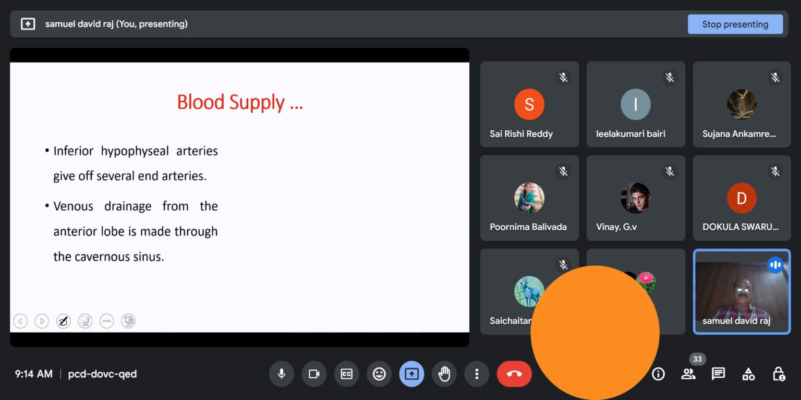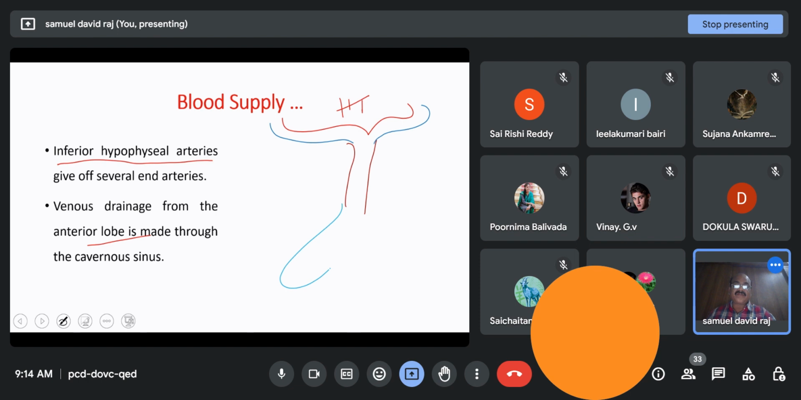Okay, so let me finish this first. Next, it gives off the inferior hypophyseal artery, which are drained through the cavernous sinus. So let me explain this with a diagram. This is the hypothalamus, followed by the median eminence, which continues as the infundibular stalk, with the posterior pituitary and anterior pituitary, infundibulum, glandular cleft, pars tuberalis, etc.